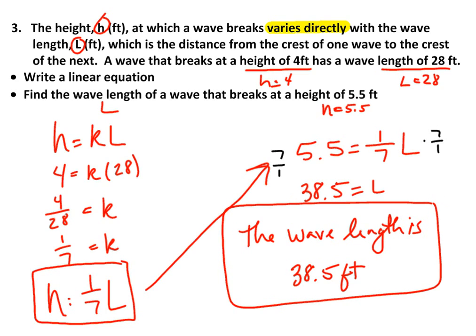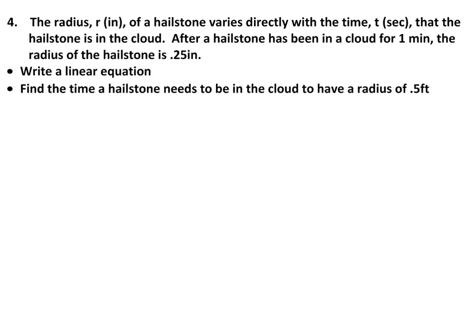Okay. Let's try one more. The radius r in inches of a hailstone varies directly with the time t in seconds that the hailstone is in the cloud. After a hailstone has been in the cloud for 1 minute, the radius of the hailstone is 0.25 inches. So let's kind of think about, okay, here's our varies directly. So that's our y equals kx, basic problem. So we're dealing with r's and t's though. So r is equal to my constant times time.